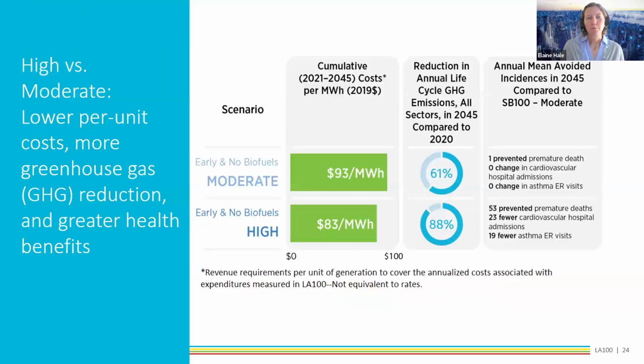These data were also rolled up into overall results for the study. And I thought it was really interesting that the high projection shows a lot more benefit than the moderate projection, in that the volumetric costs for electricity are actually lower with high energy efficiency and high electrification, while also providing more greenhouse gas reductions when we're considering all the demand side and supply side sectors that were modeled.